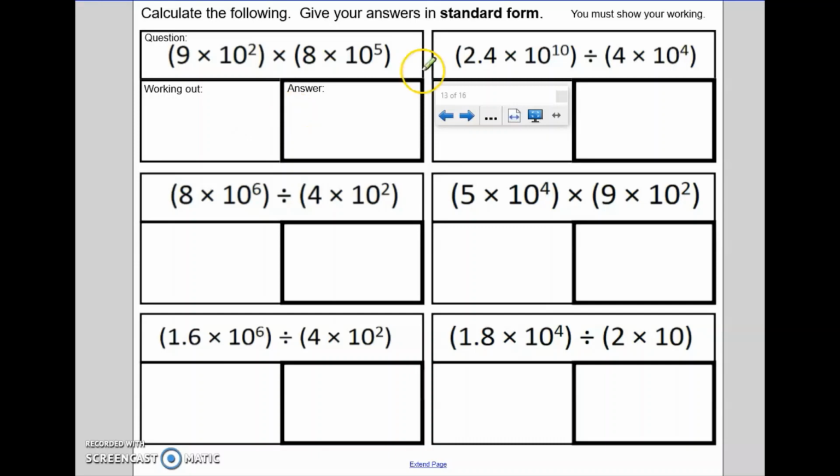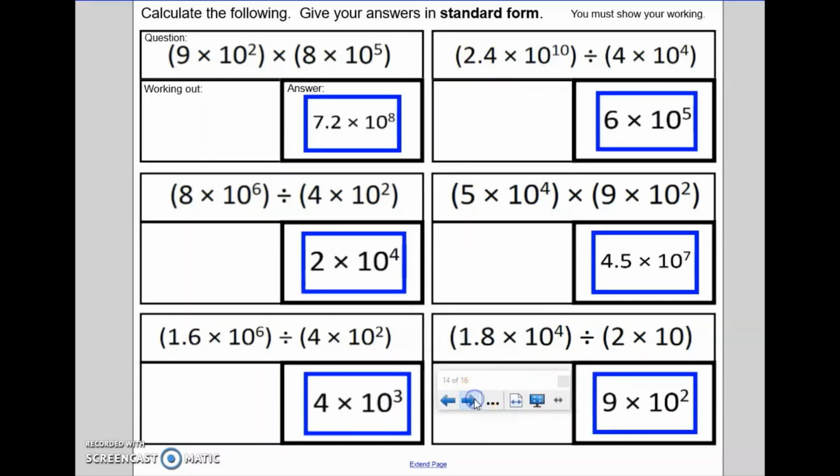Okay, welcome back. I'll just go ahead and display my solutions. So my answers look something like that. Very well done if you got those answers correct. I just quickly want to talk about this question here, because when we go ahead and divide the numbers, 8 divided by 4 gives me 2. 10 to the power of 6 divided by 10 to the power of 2. I've got to subtract the index numbers. Gives me 10 to the power of 4.